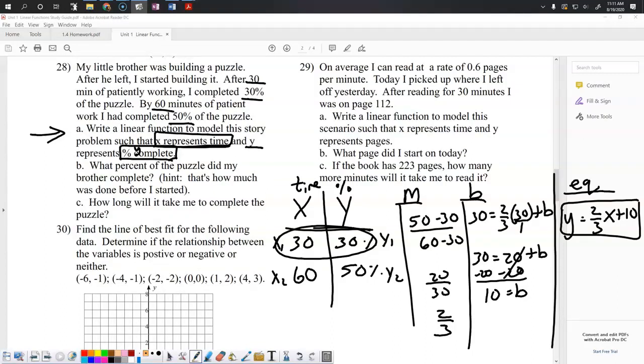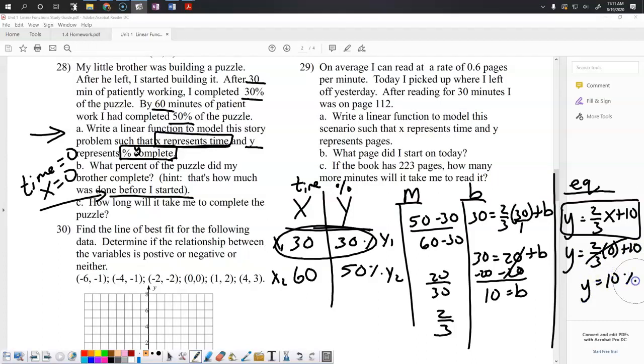So, what percent of the puzzle did my brother complete? That means before I even started, which means that time equals 0. If it's before I started, then that's when time equals 0, because we didn't start counting the time until I started the puzzle. So that's at t equals 0. But we're not using time as a variable, we're using x. So the variable we're looking at here is x equals 0. So for part B, you're going to plug 0 in for the x, because that's when the time equals 0 and x represents time. And so the answer is 10%. So my brother had completed 10% of the puzzle, and I did the rest after that.